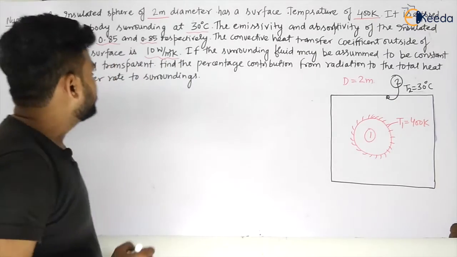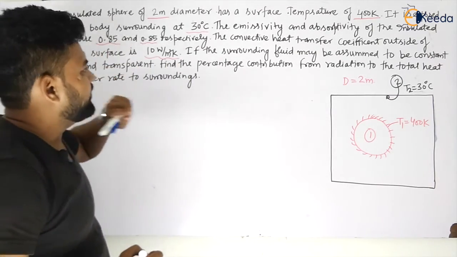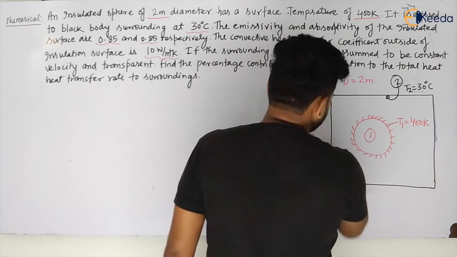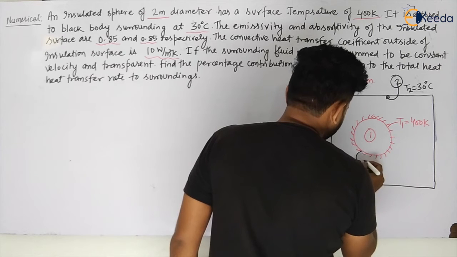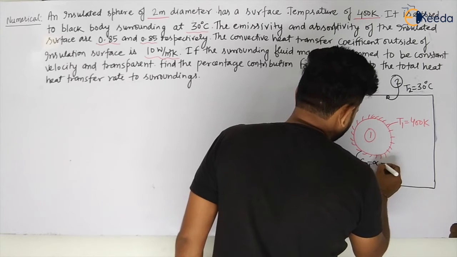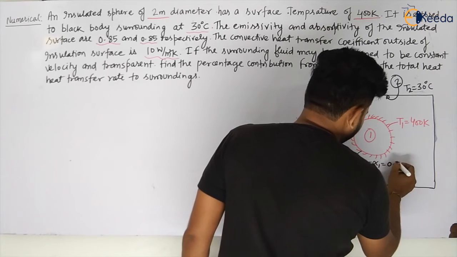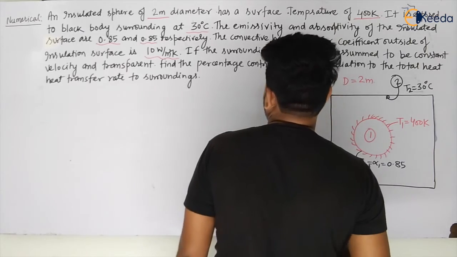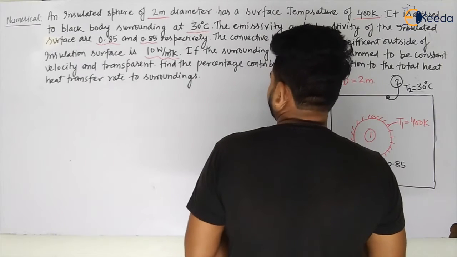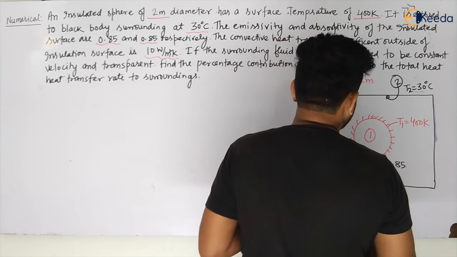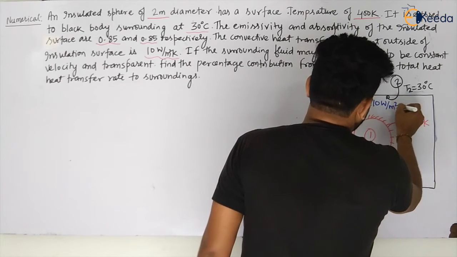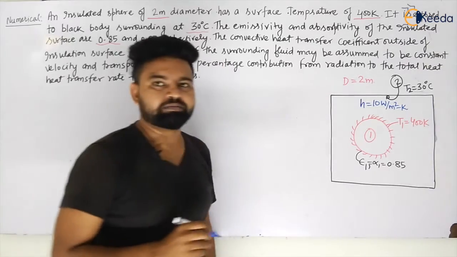Okay. They have also given the emissivity and absorptivity of the insulated surface. So what is the emissivity of this? So they have given for this surface emissivity, let us say epsilon 1, and absorptivity alpha 1, equal to 0.85, my dear students, 0.85. Okay. Now the convective heat transfer coefficient outside of the insulation surface. So they have also given some convective heat transfer coefficient which is h is equal to 10 watt per meter square Kelvin, my dear students.